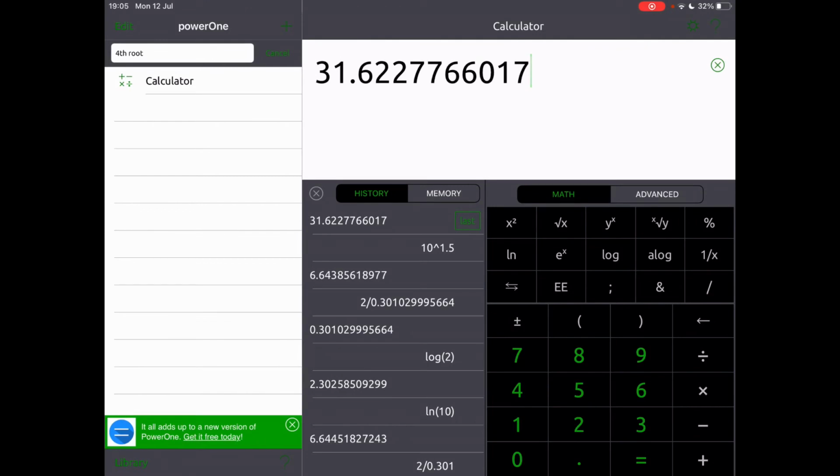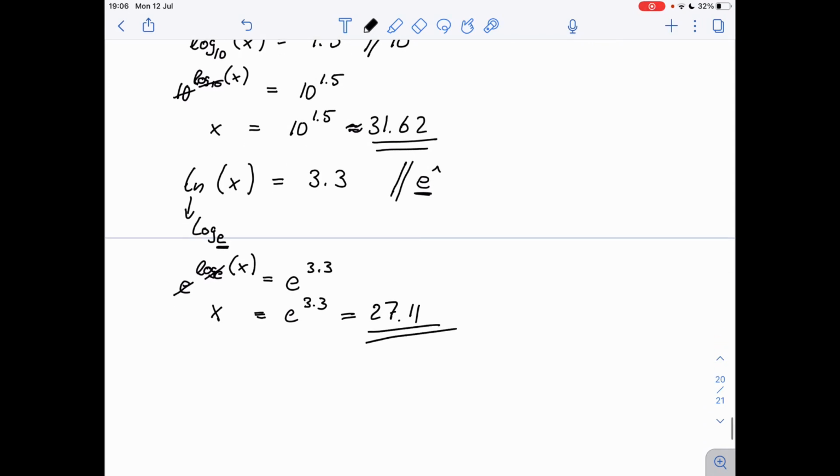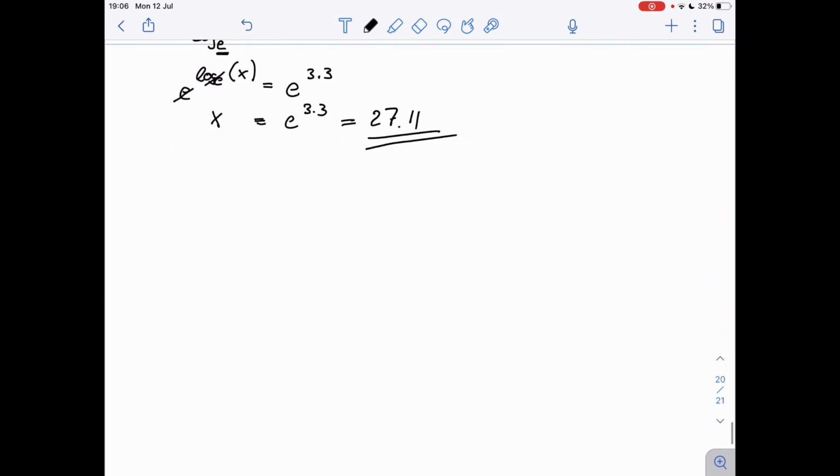So we have e, and the calculator very often will show you this abbreviation of exp, which stands for exponent. This is what e actually means. And we had e to the power of 3.3. So let's see what we get for that. That gives us 27.11 as a result.